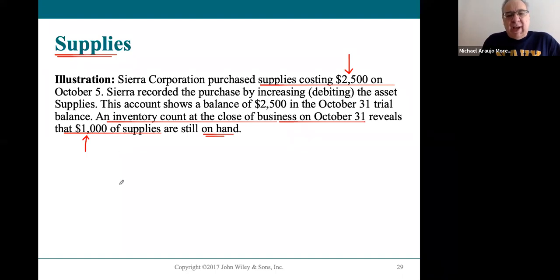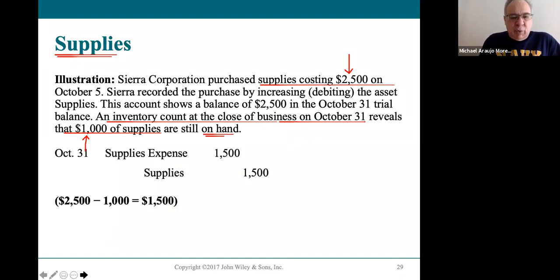So if you've used that, you need to expense it at the end of that period. So at the end of October, you would have this adjusting entry. Supplies expense would get the debit, showing that we've used up those supplies. Supplies would get the credit, showing we used up those supplies.